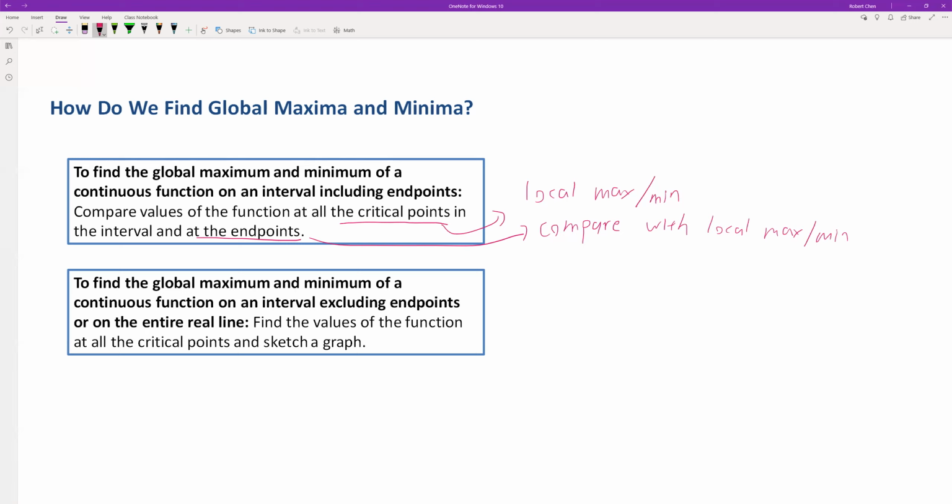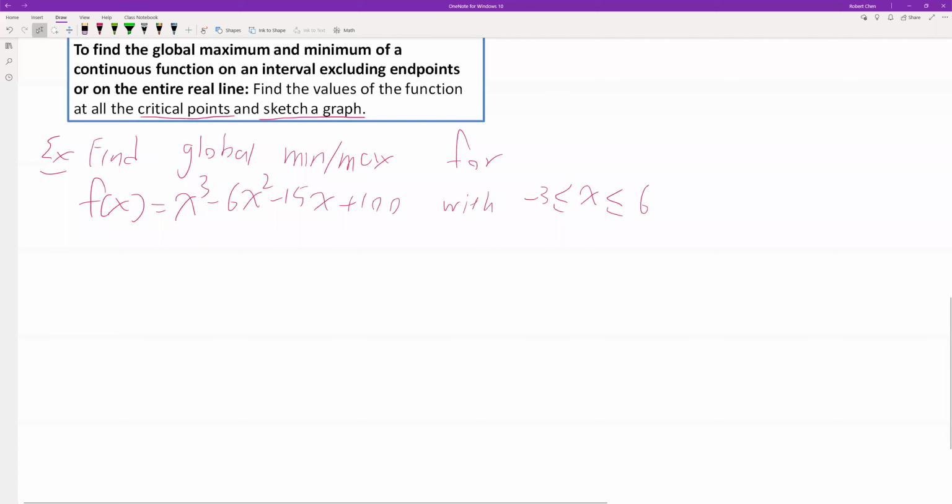All right, now to find global max and min of a continuous function on an interval excluding endpoints or on the real line, we need to find the values of the function at all critical points and sketch a graph. Okay, so let's do an example together. We are asked to find the global min and max for this function x cubed minus 6x squared minus 15x plus 100. And notice that we have a constraint on the x value. We are only looking at x values between -3 and 6.